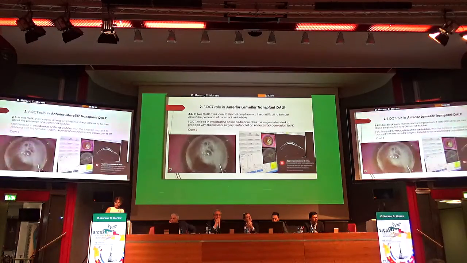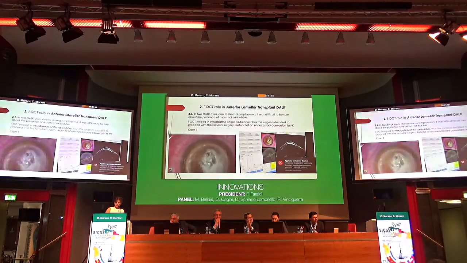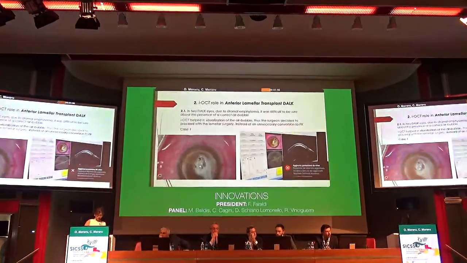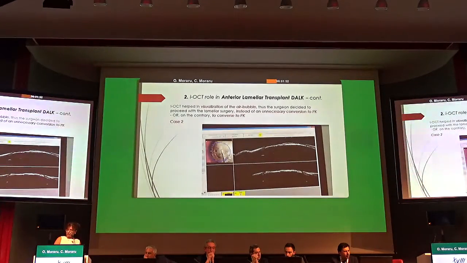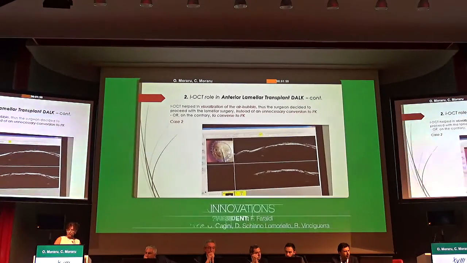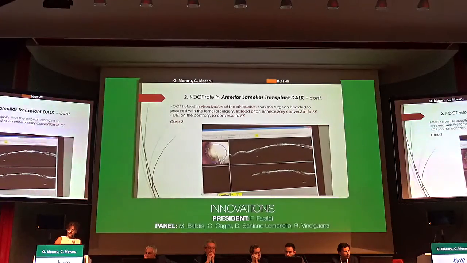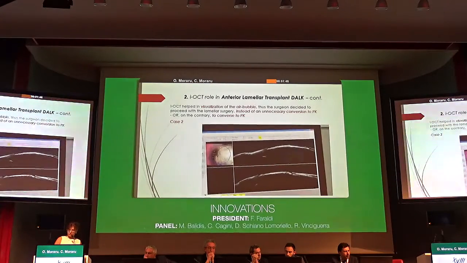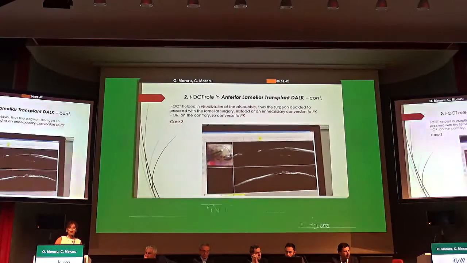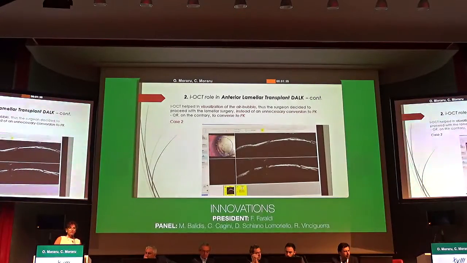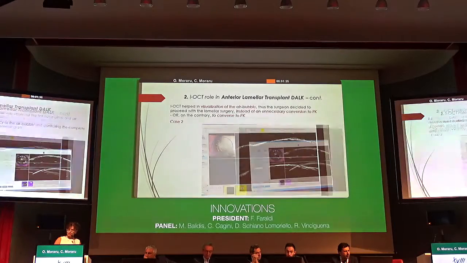Let's go now to the DMEK eyes. In some of the first eyes, I was not sure whether the air bubble was there or not. This is another case where, again, I was not sure if it was there, and it was not. This case was converted to PK. In the former case the air bubble was visible, so I went on with the DMEK procedure.